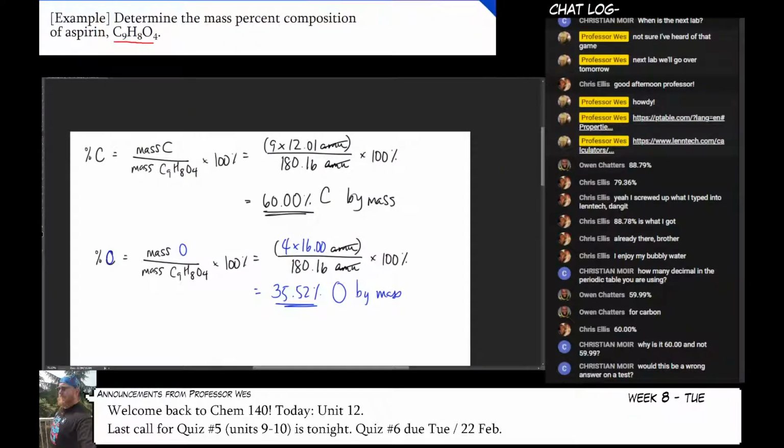Would it be wrong on a test? No, I do plus or minus like 3 or 4 in the last digit. So if I expect you to do 4 sig figs, I would accept any answer between 59.97 and 60.04 or so. So you would get credit for it.